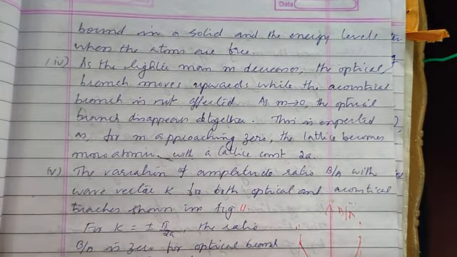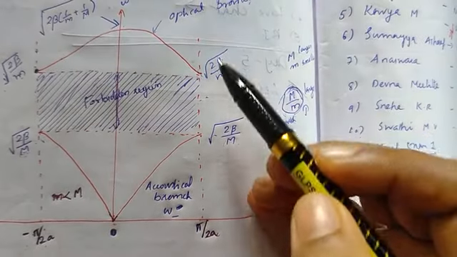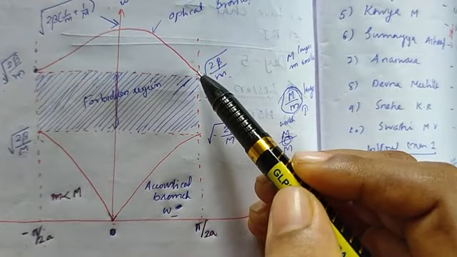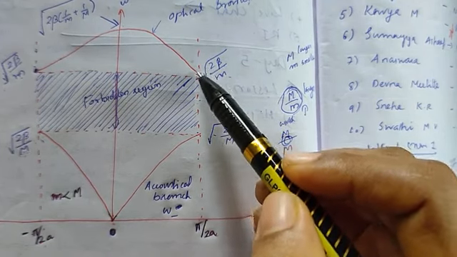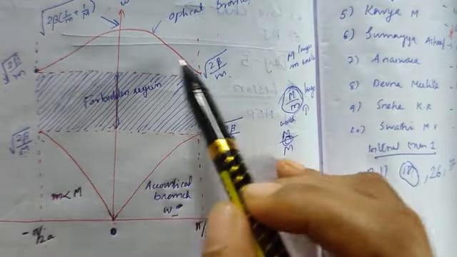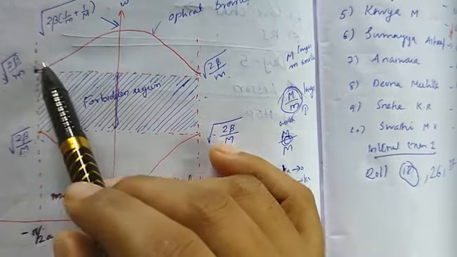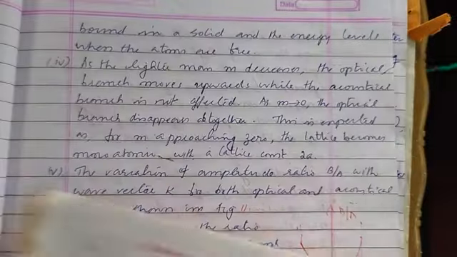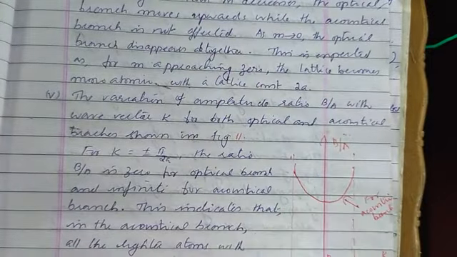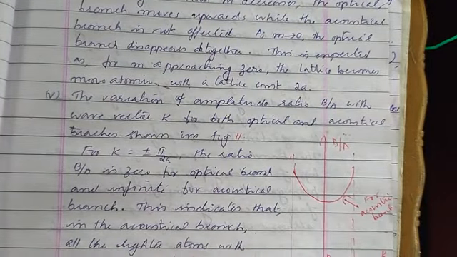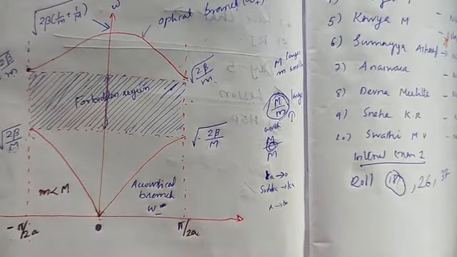Now consider the case small m decreases. Small m decreases means this value increases. This value increases means this region, this point is shifting upwards. So the optical branch moves upwards while the acoustical branch is not affected, because there is no influence of small m factor in this branch, so it is not affected.